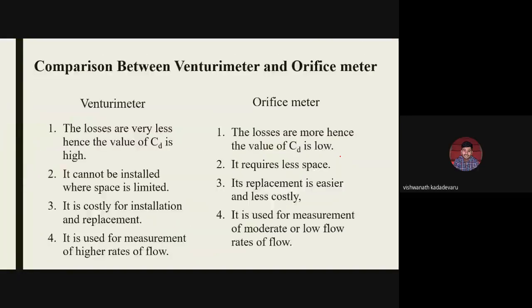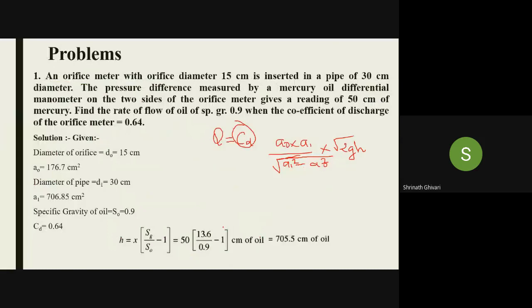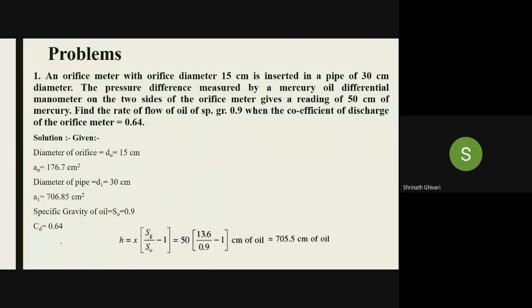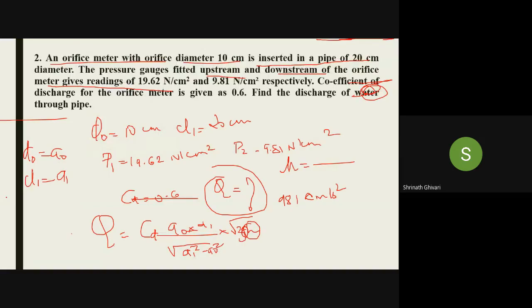Can I apply this equation here? I cannot apply this equation because they have not given Sg, S0 and X. S0 we know that is 1, that is water. Sg we also know, because it is mercury, we can take that as 13.6 divided by 1 minus 1. But they have not given the reading of the differential manometer, that is X. So we cannot take this expression. But which formula can I take to calculate H?